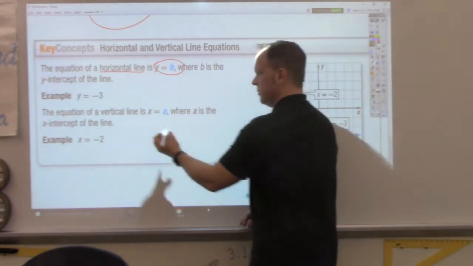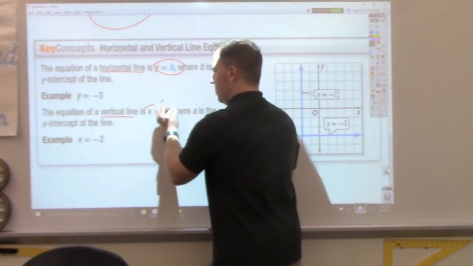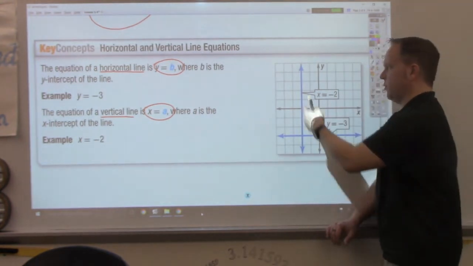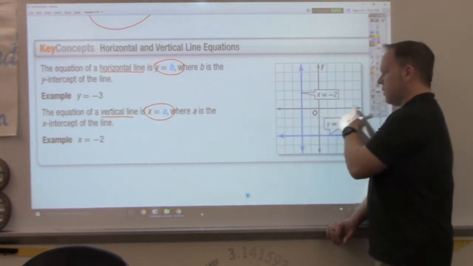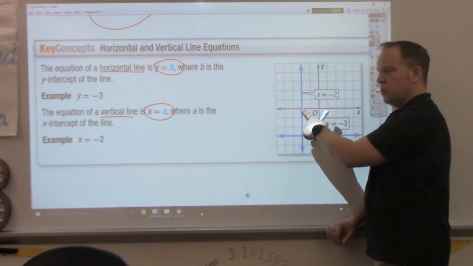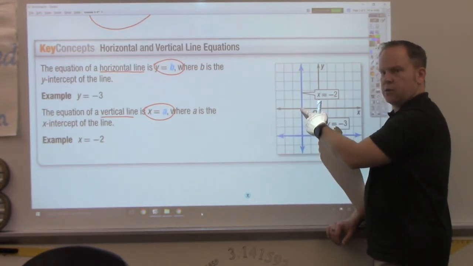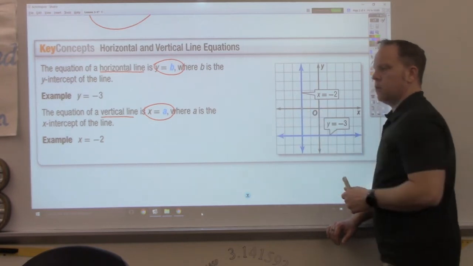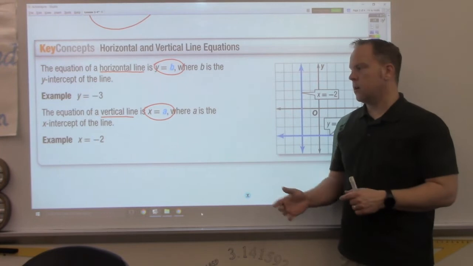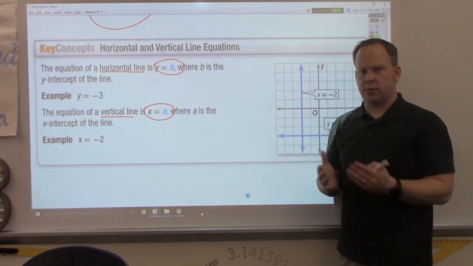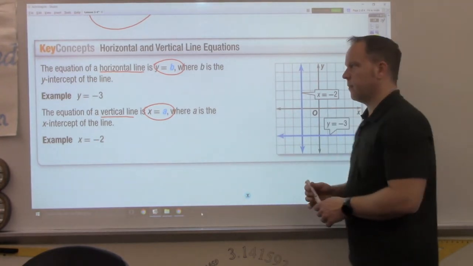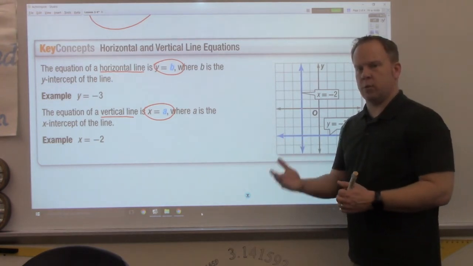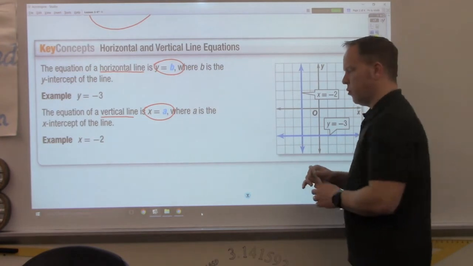Vertical line is x equals some number. That number would be the x-intercept. So this vertical line crosses the x-axis at negative 2. So the equation for this vertical line is x equals negative 2. So horizontal lines is y equals a number. Vertical lines is x equals some number. Now, we've been talking lately about parallel lines, perpendicular lines. Let's do a little more of that.